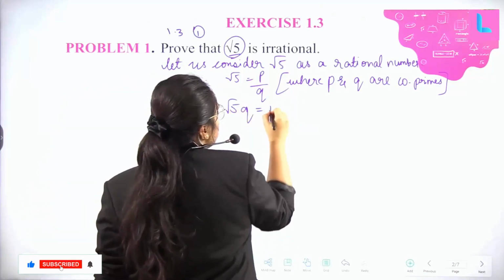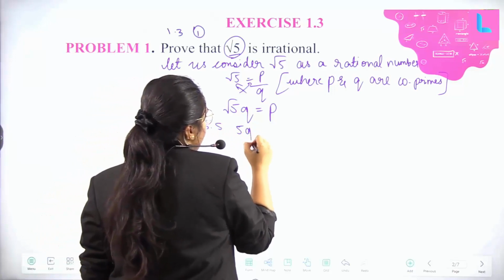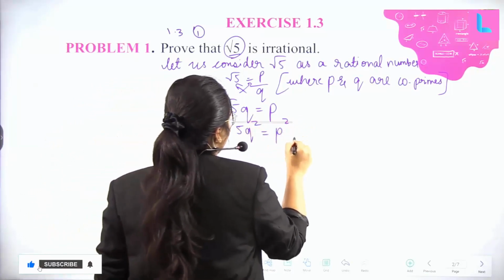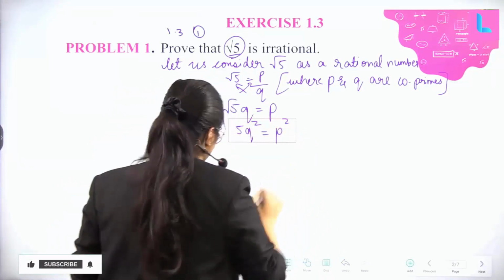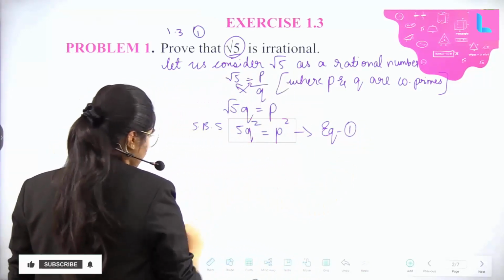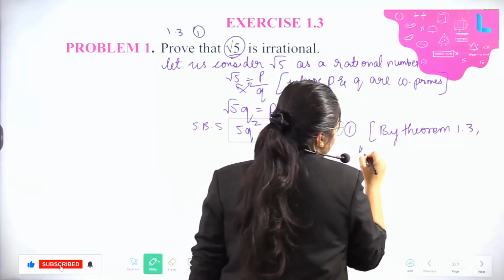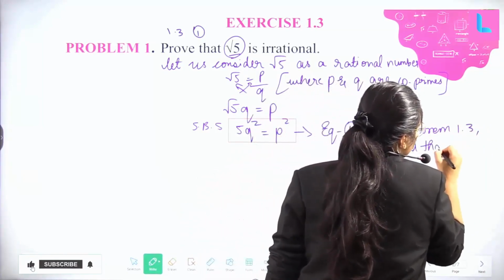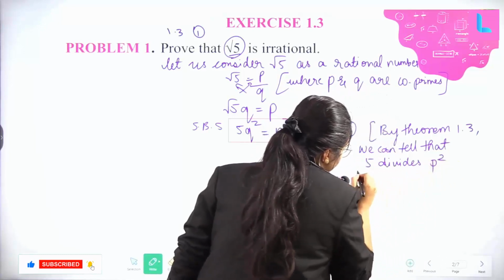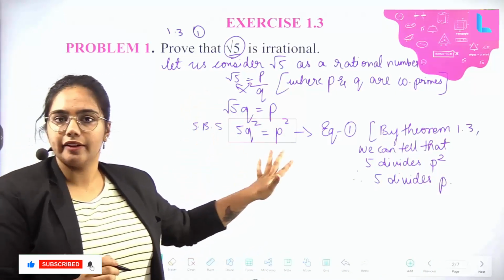For this, if we cross multiply, we'll get root 5 q is equal to p, and then square it on both sides. 5q square is equal to p square. Let's consider this as equation 1. By theorem 1.3, we can tell that 5 divides p square, hence 5 divides p. If you check, this is the same method we followed while solving the example question also.